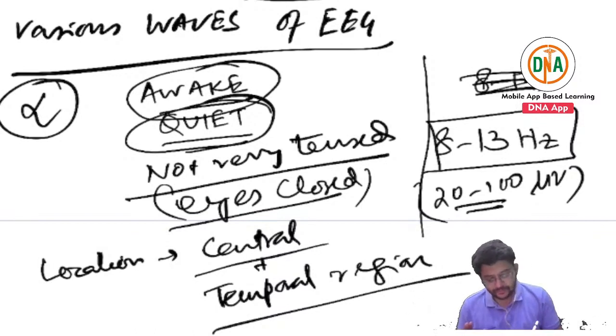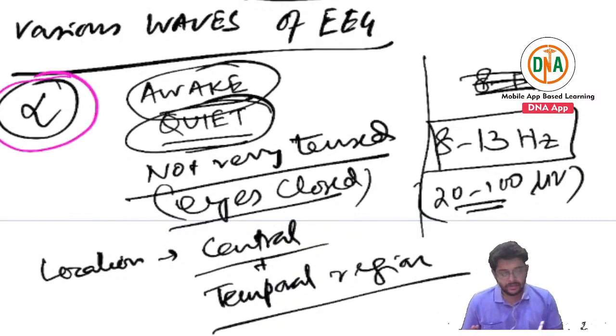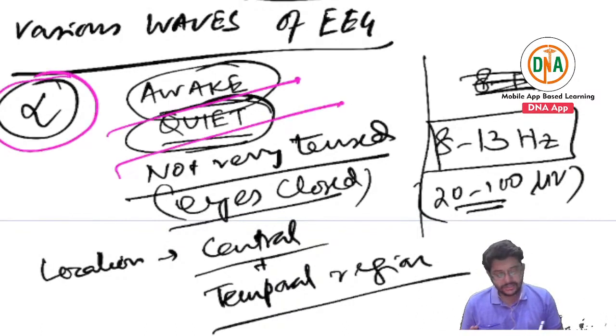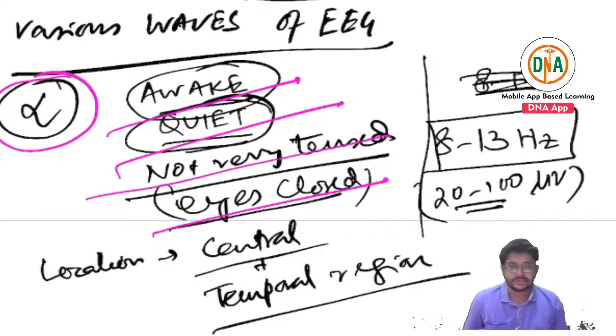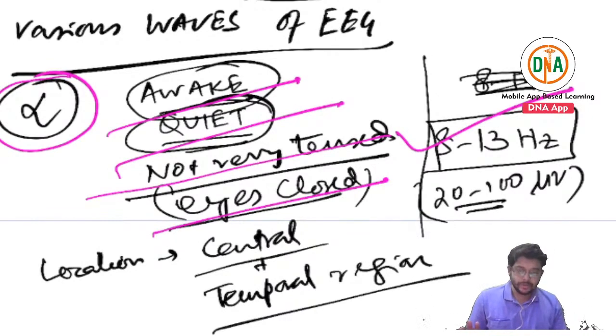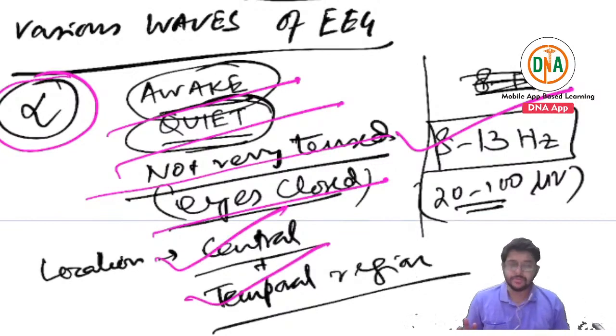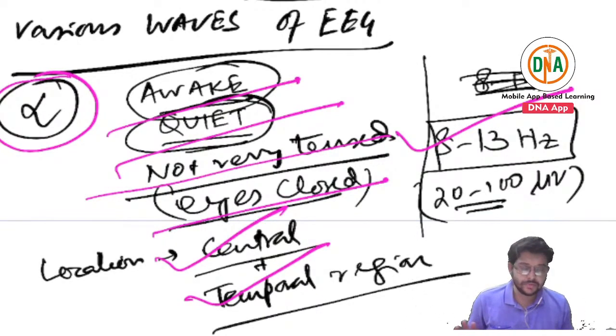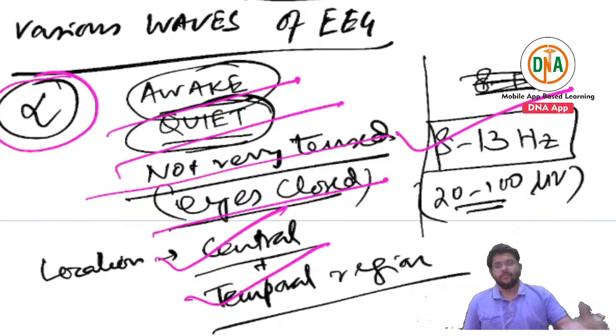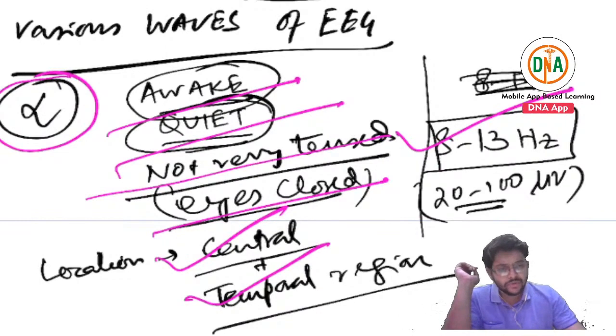See, the name of the wave you need to remember. Awake state, quiet, eyes closed, not very tensed. These four things you need to remember. Its frequency you need to remember, and the location you need to remember. These are the four things you need to remember. Just take your time and we'll move on after that. I'm giving you 30 seconds.